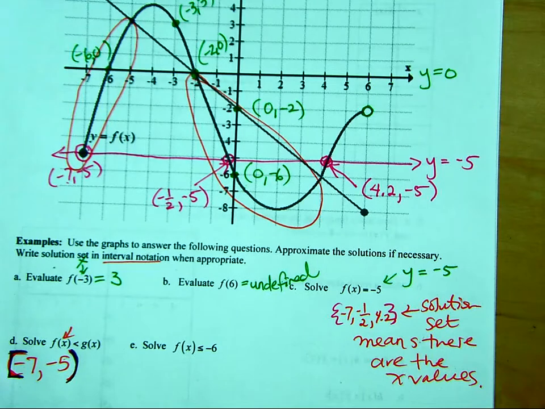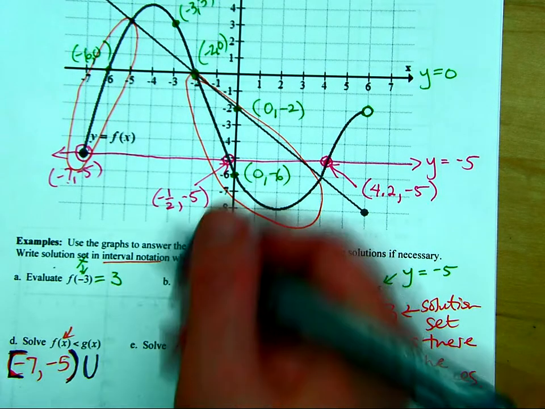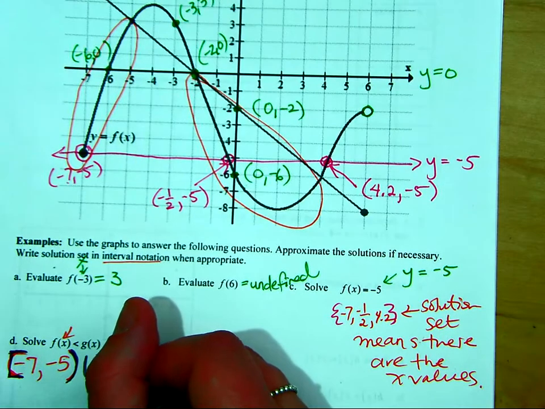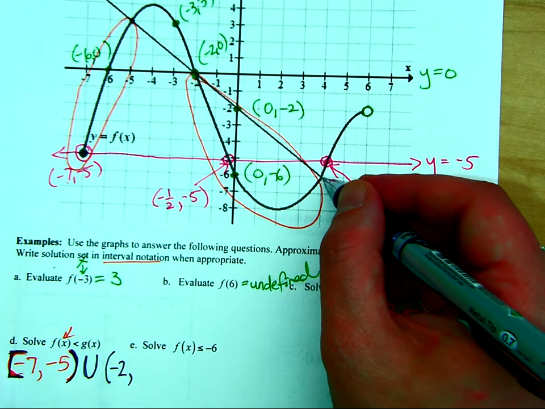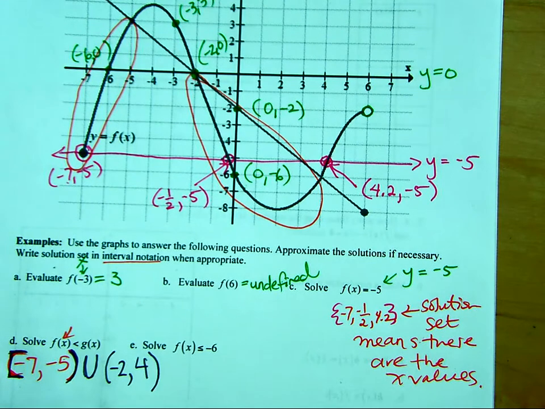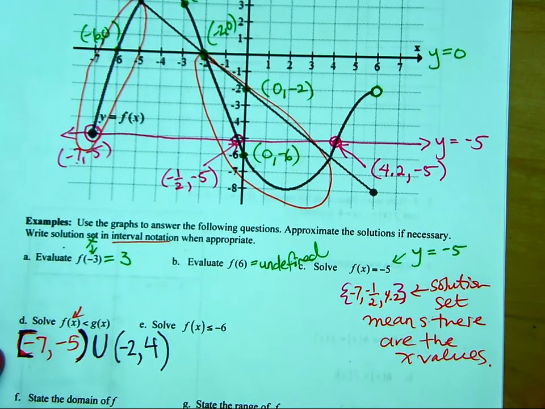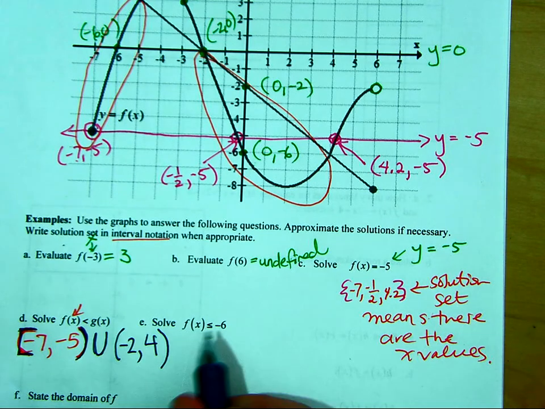And then is there another place where f of x is less than g of x? So I'm going to union, because I'm going to skip all this part. I'm going to go from -2 all the way to 4. And I'm not going to include those endpoints. Okay? Because it's touching the line. If it's touching the line, it would be exactly equal. But I want to go all the way up to the line, but not exactly touch the line. Okay? What about this one?